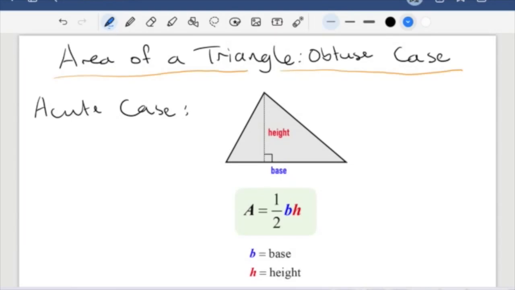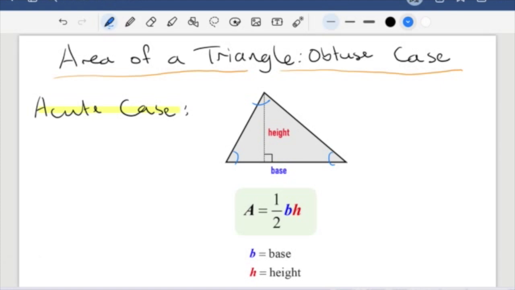So previously on this channel, we've discussed the area of a triangle. Now, what we didn't talk about when we did those videos was that the area of a triangle that we were finding was for a particular type of triangle. I'm going to call this the acute case, where the triangle in question has three angles which are all acute angles. So we can call this an acute angle triangle.